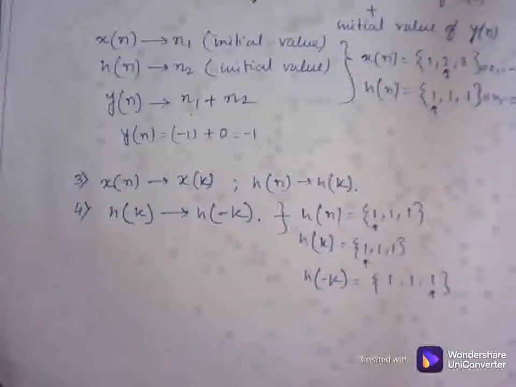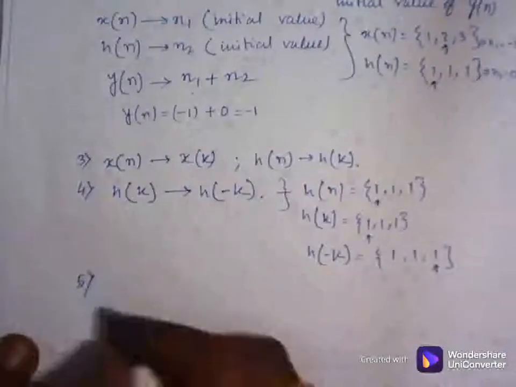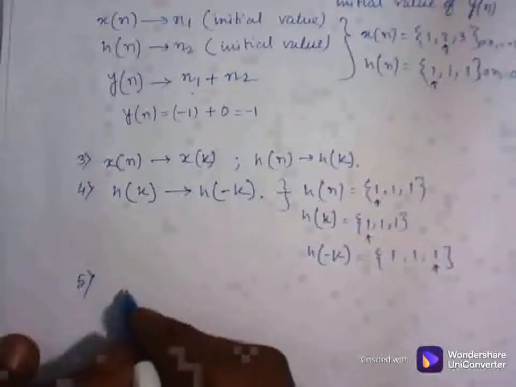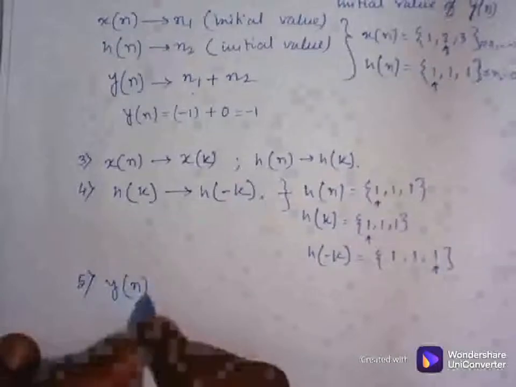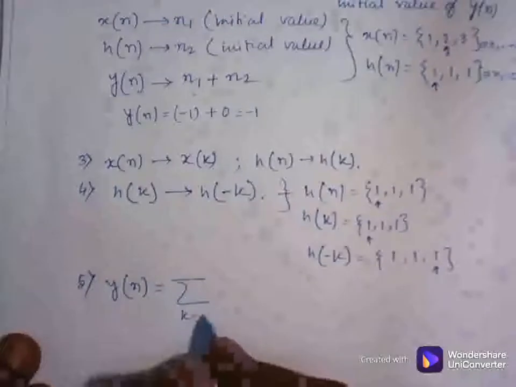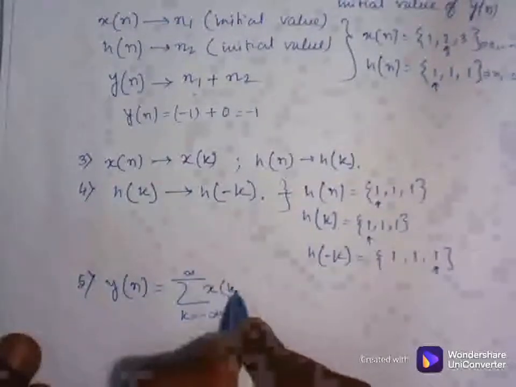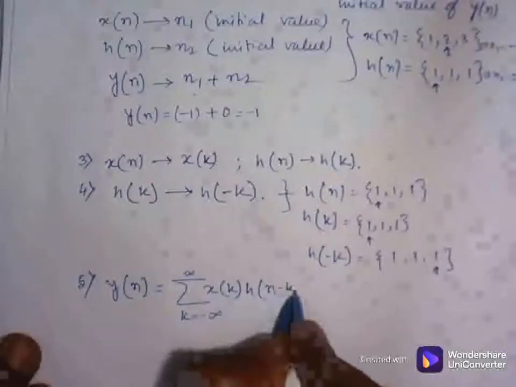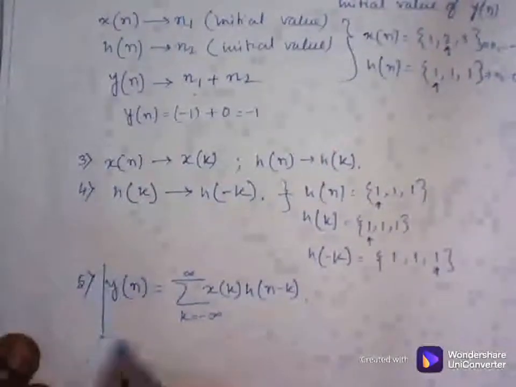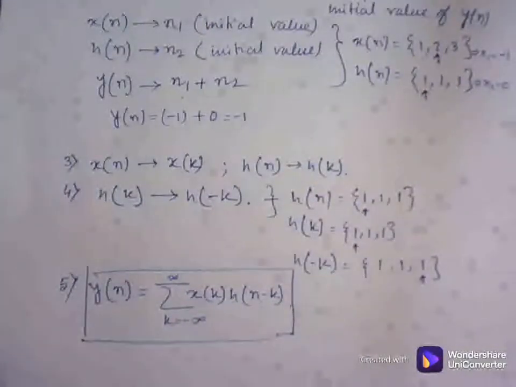Now do the calculation, and the convolution sum can be represented by the equation: sum over k equal to minus infinity to plus infinity of x of k h of n minus k. This is the formula to find the convolution. So you have to do this convolution by using this formula. So now I am taking an example.